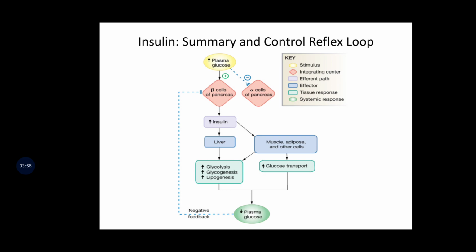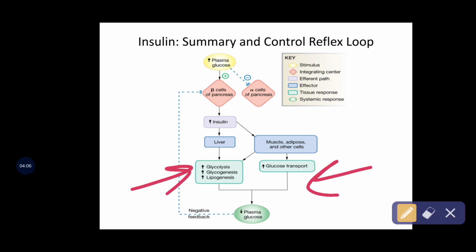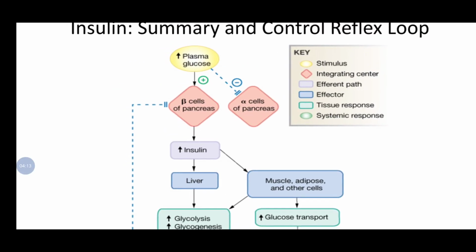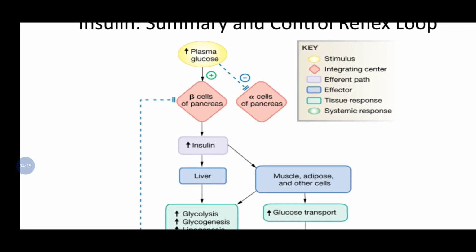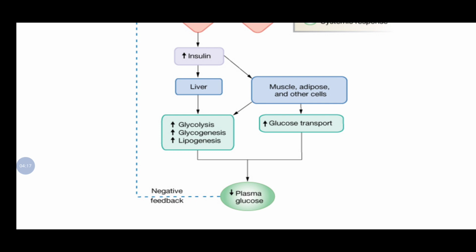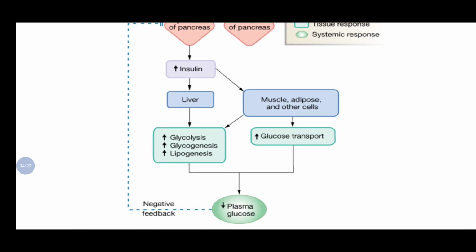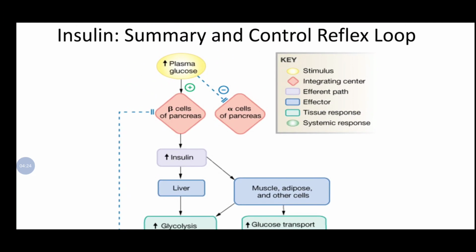Now this insulin will go to the muscles, and they will take up the glucose, so there is increased glucose transport. With the help of these two factors, the plasma glucose is now decreased. So increased plasma glucose will cause increased glycolysis in the liver, and in the muscle it will cause increased glucose transport, and this will inhibit the alpha cells in the pancreas.